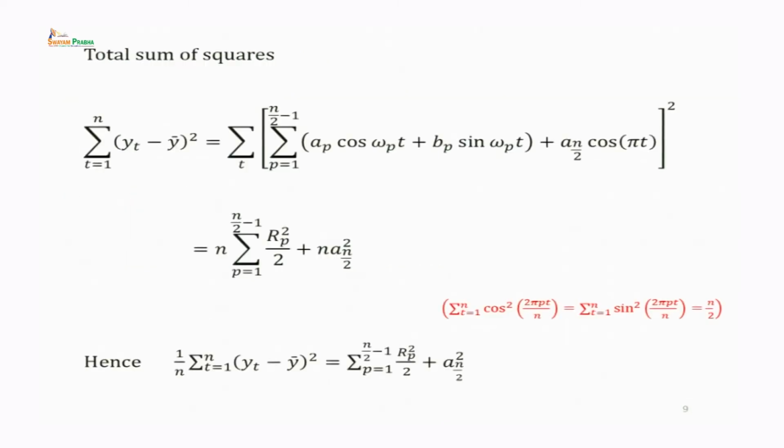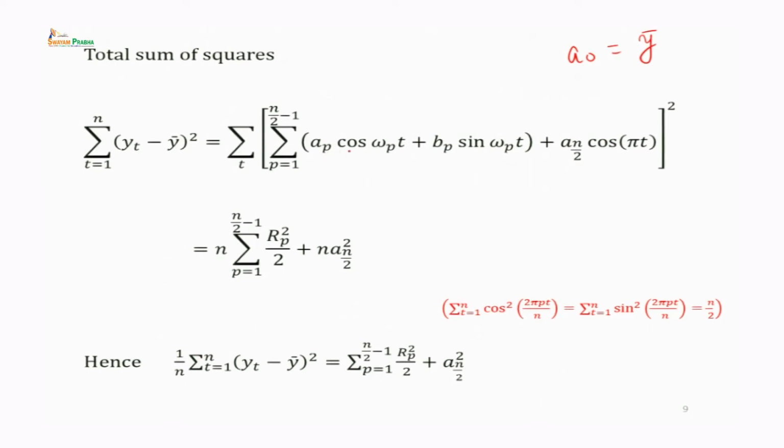Now, you can write the total sum of squares equal to summation of (y_t minus y bar) square. Remember A naught is equal to y bar. So, this is equal to summation over t of [summation p equal to 1 to n by 2 minus 1 of A_p cos omega_p t plus B_p sin omega_p t, plus A_(n/2) cos pi t] whole square. Now, you take a square of this.